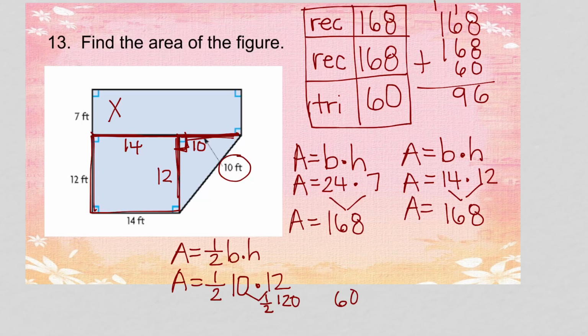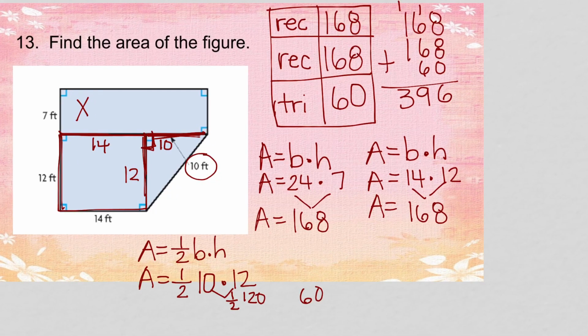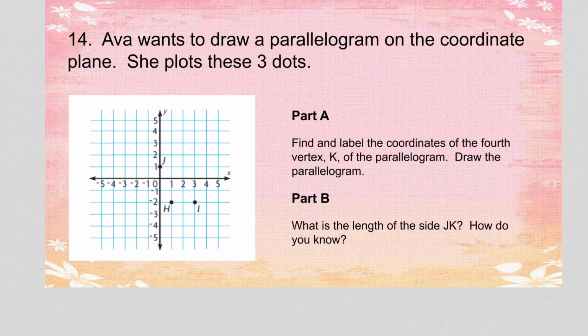And 1 plus 1 plus 1? 3. So my total is what? 396 what? Feet squared. Okay? Yeah, it wants me to make it a parallelogram.